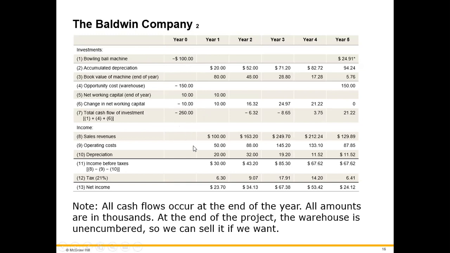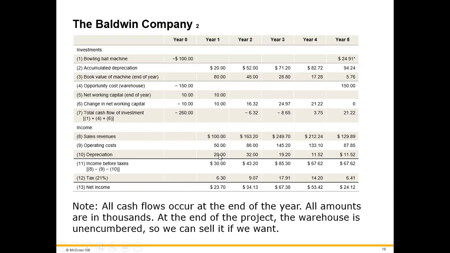Now, let's go down to the bottom and take a look at sales, operating costs, depreciation, etc. Each year, the company will have sales revenue based on the number of bowling balls it's selling, which for the first year would be 5,000. They're charging $20 per bowling ball. That is given in the problem. So 100, or 100,000. It costs $10 a bowling ball to make. So 10 times 5,000, that would be 50,000.